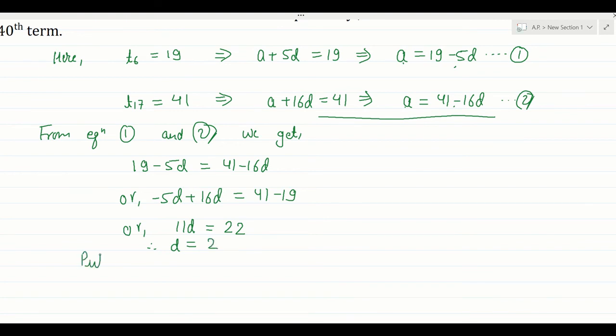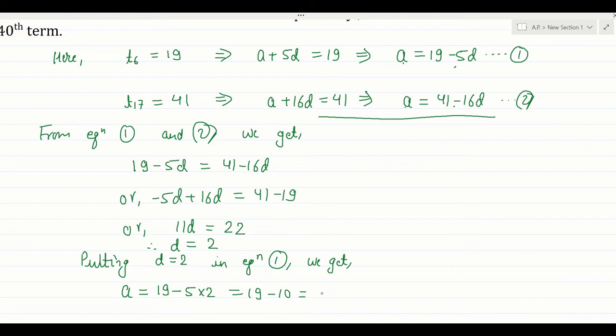Now putting D is equal to 2 in equation 1 or 2, wherever you want you can keep, we get A is equal to 19 minus 5 into D. D is how much? 2. It is 19 minus 10, which is equal to how much? 9. So we got the value of A as 9 and D as 2.